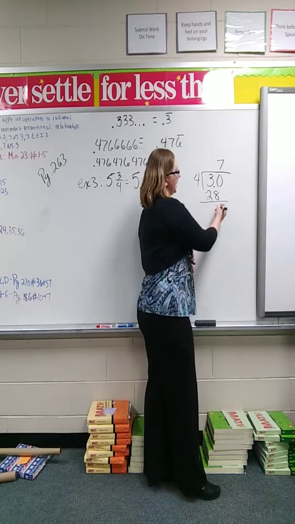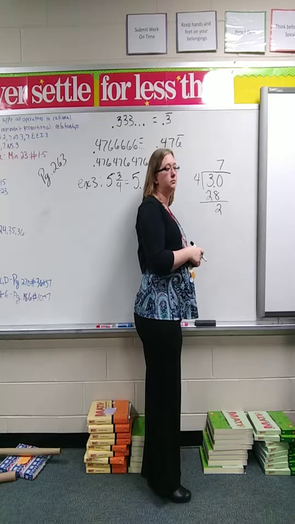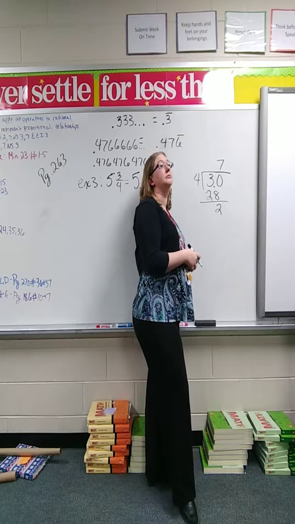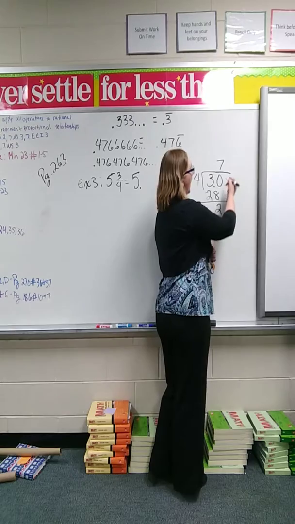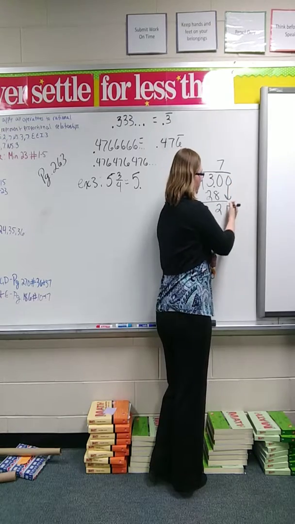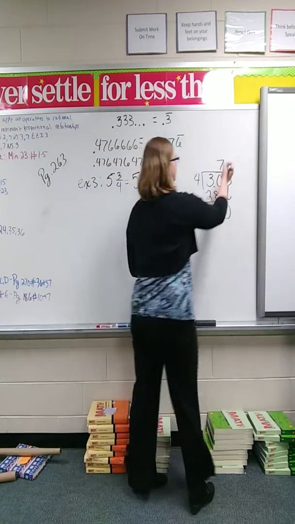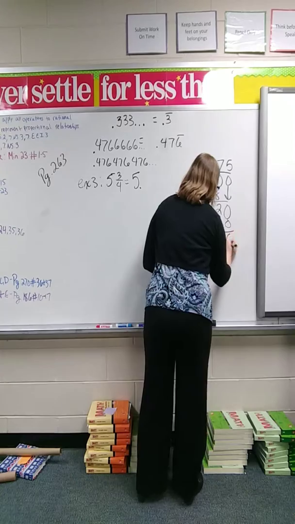30 minus 28 is 2. And add the decimal. You gotta add another 0. We need to add a 0, bring it down. 4 goes into 20 5 times. 5 times 4 is 20. I subtract and I get 0.